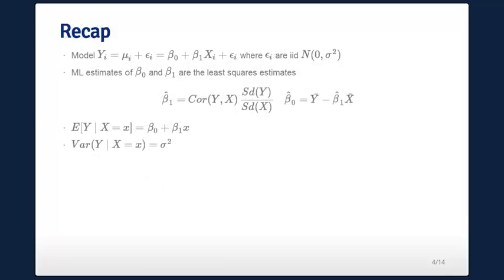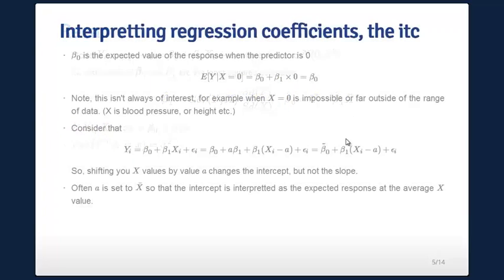Okay, and then let's recap what those estimates worked out to be. Our estimate of beta 1 worked out to be this guy, right, where it's the correlation times the ratio of the standard deviations, and our beta naught hat satisfied this: y bar minus beta 1 hat x bar. Remember, we've already stated those things in the previous slide. Okay, so that's a bit of a recap.